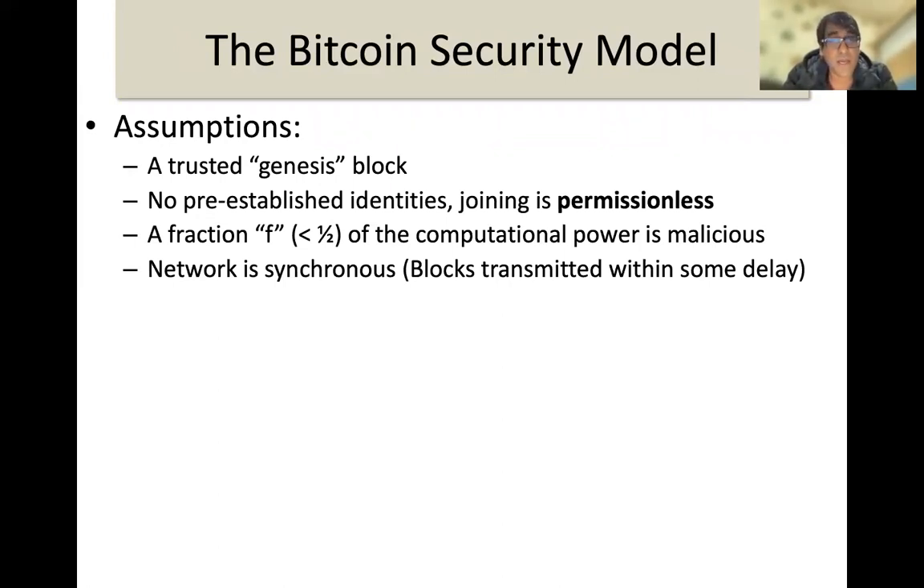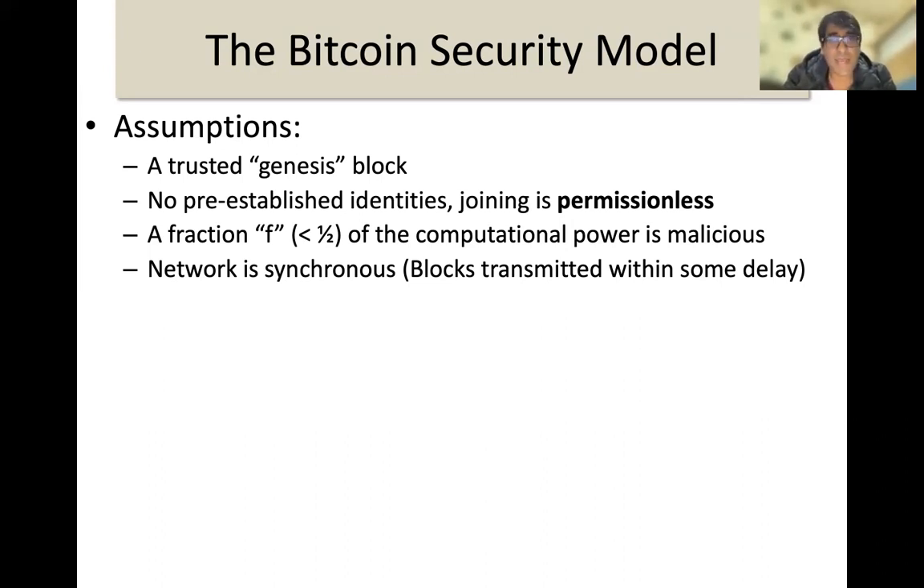There is some assumption about the fraction of the total computational power connected to this infrastructure. At least some fraction F of this computational power is going to follow the protocol. The fraction that does not follow the protocol is considered to be malicious. We can assume that it does arbitrary stuff. It doesn't need to follow the Bitcoin protocol. It can do whatever it wants. And so we call this the adversarial computational power in the network.